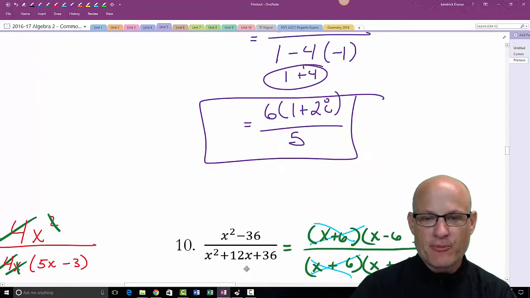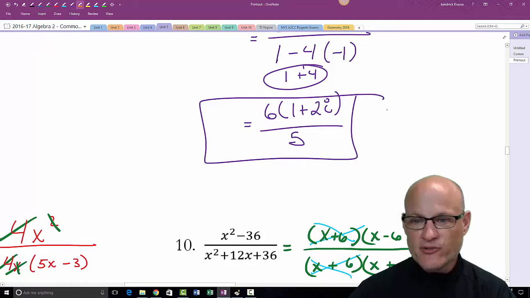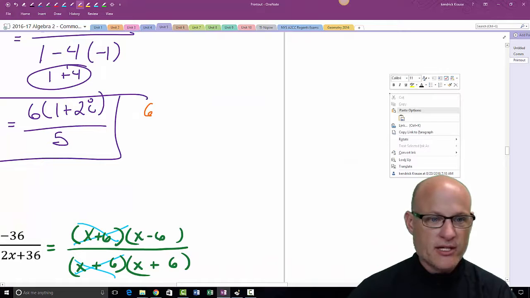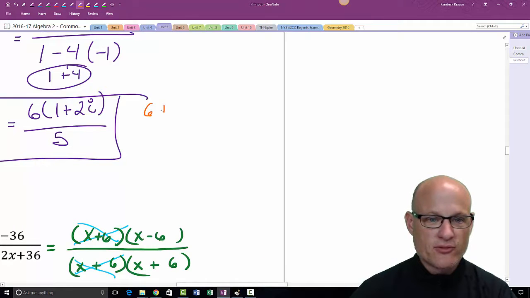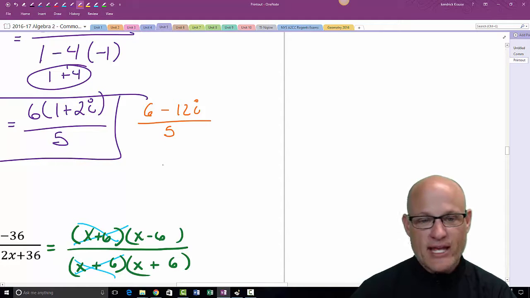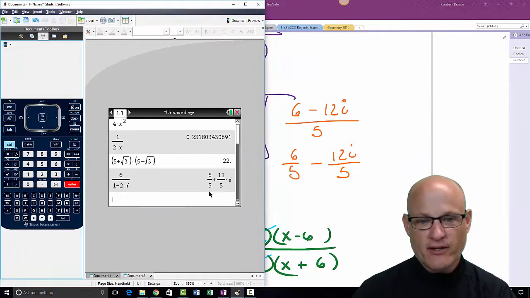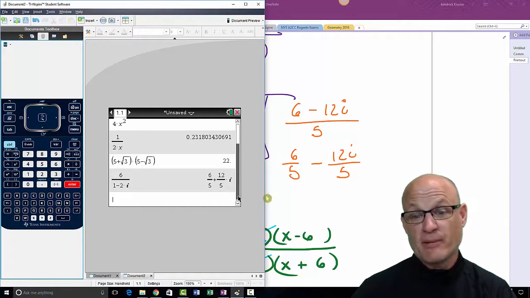Oh, I didn't leave this in a plus bi form. That's my mistake. Let's do that real quick. If I distribute this 6, I get 6 plus 12i all over 5. So to write this in a plus bi form, it's 6 over 5 minus 12i over 5. Now, if you'll notice, I'm pretty sure that's what we got right here on our calculator. See right here? Same answer.